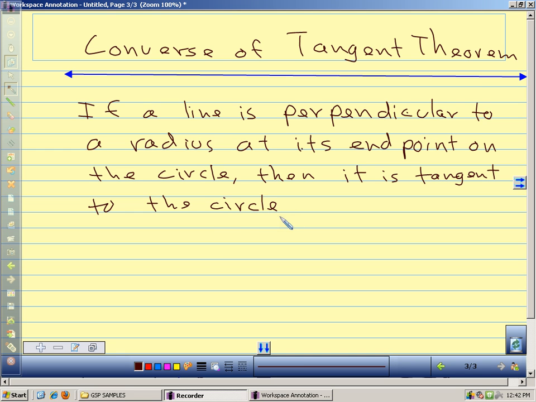And our drawing looks just like the drawing that we had before. It's just saying that if we know that the line's perpendicular to the radius where they meet on the circle, then it's tangent to the circle. And the other way, the tangent theorem, the converse of this one, says if it's tangent to the circle, then it is perpendicular to the radius. So questions on the tangent theorem.